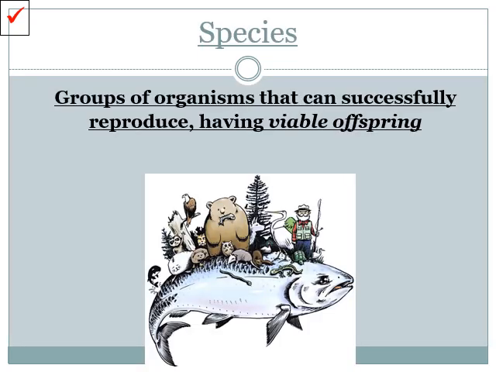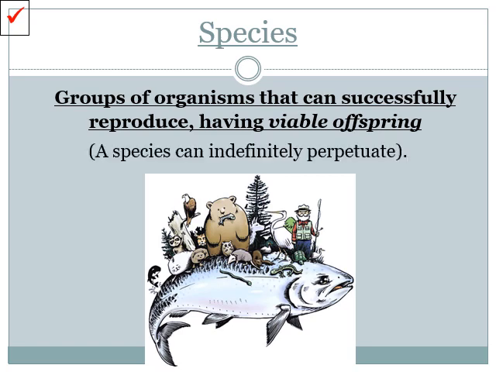So a species, by definition, is a group of organisms that can successfully reproduce, having viable offspring. So that means a species can reproduce, and their offspring can also reproduce. So for organisms to be considered the same species, they have to be able to have offspring that can also produce more offspring. We'll talk a bit more about that later.